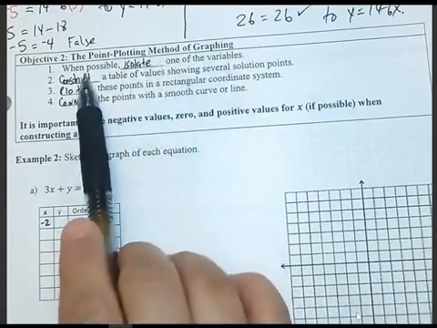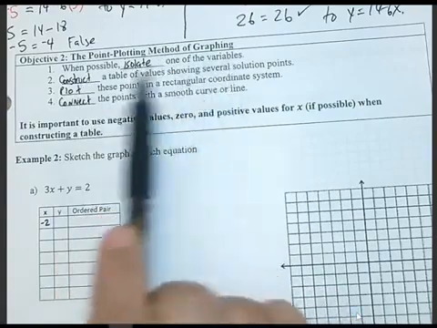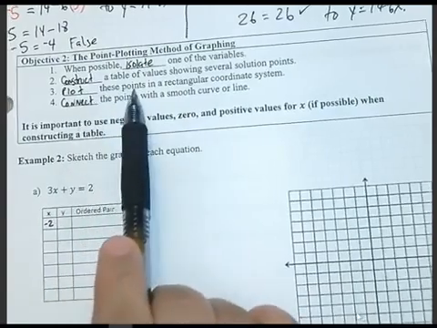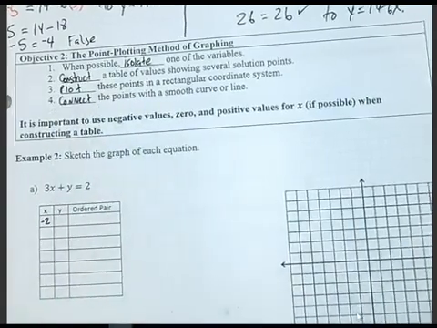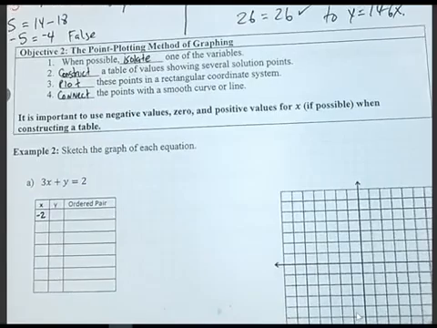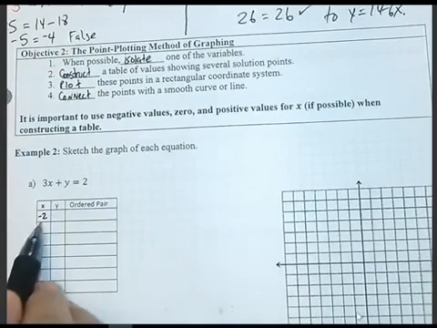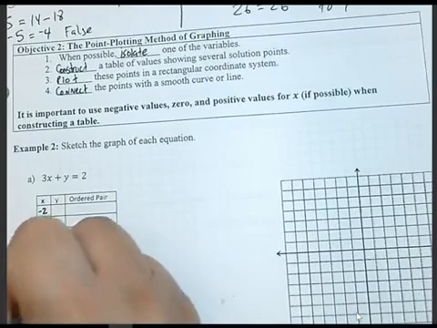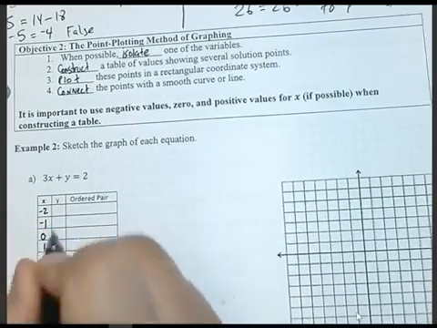And basically, when possible, you want to isolate one of the variables. You want to construct a table. You want to plot these points and then connect the points. So it's important that you use negative values, 0, and positive values. So for example here, I'm going to choose -2 for x, -1, 0, and 1 and 2.